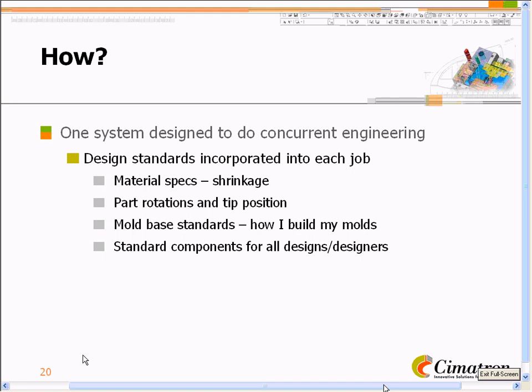Likewise, the type of mold pieces that you use can be standardized within the software, as well as the particular components that you use. Not all molds are the same. Some shops will spend most of their time building DME type mold bases that they can order, while other shops will never do that, but custom build each one of their molds from scratch.